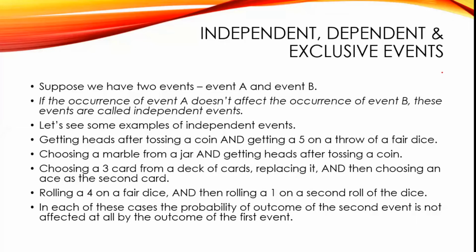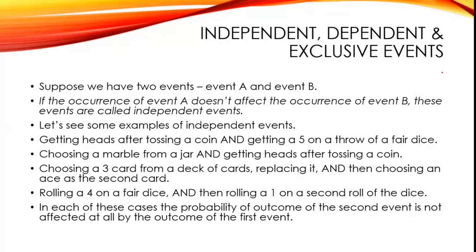There is no effect. Both of them do their own thing, right? So those are independent events. The occurrence of event A doesn't affect the occurrence of event B. These are called independent events. Let's see some examples of independent events. Getting heads after tossing a coin and getting a 5 on a throw of a dice is independent.